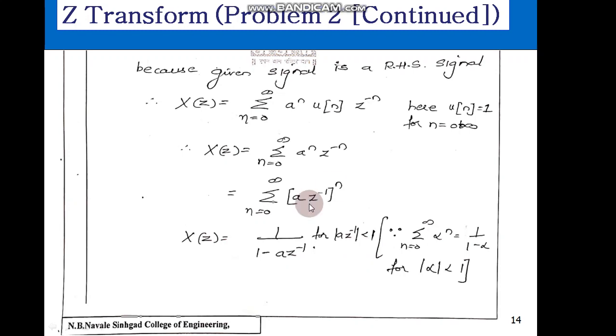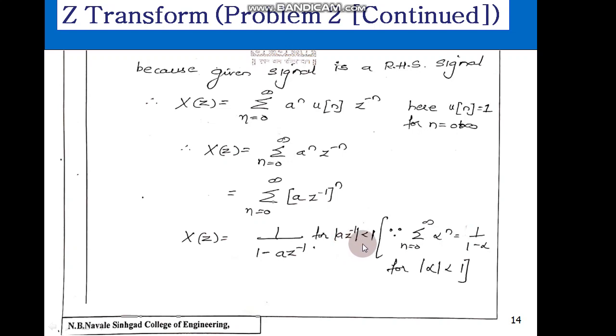The condition for which the summation exists always provides the ROC, because if the summation itself does not exist, then there is no question of ROC. Region of convergence itself means that X of z exists, and for what condition does X of z exist? In our case, X of z exists when the magnitude of a z inverse is less than 1.